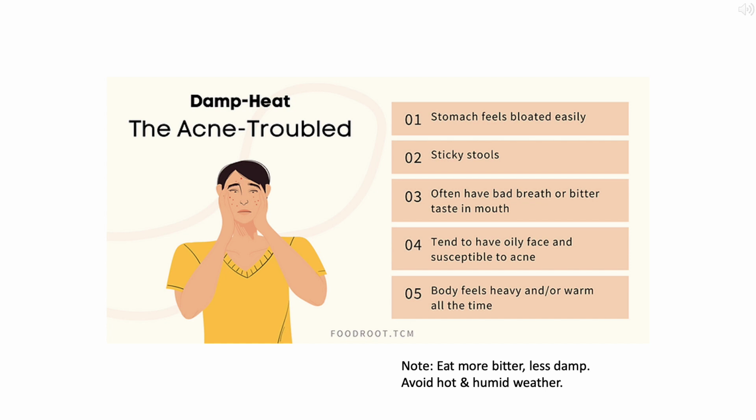And there will also be issues on the skin, like rashes, especially when the weather changes, or very sensitive skin in general. And there will also be some kind of obstruction in the digestive system. So you'll have bloating, sticky stools, bad breath, or a bad taste in the mouth. And because it's a heat symptom, the person would tend to feel warm or heavy most of the time. You can regulate this by eating less greasy food, less damp foods, and more bitter. And also, like in the previous one, you want to avoid hot and humid weather.